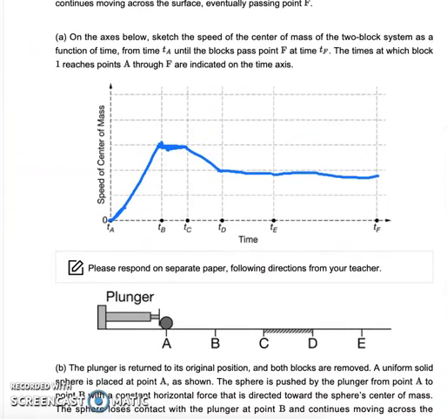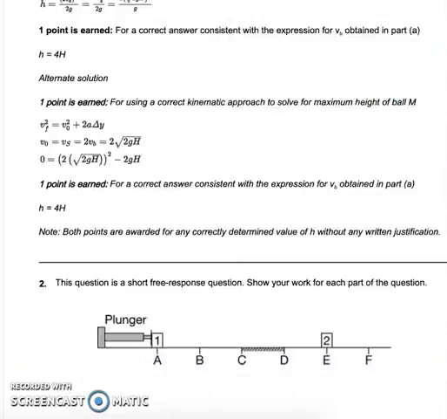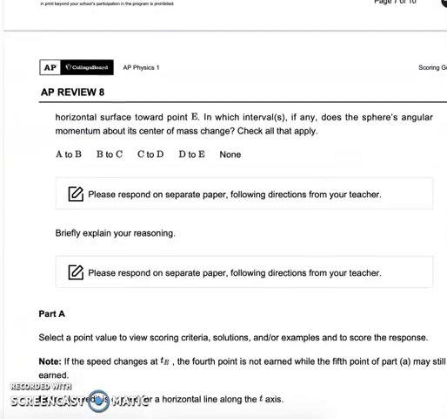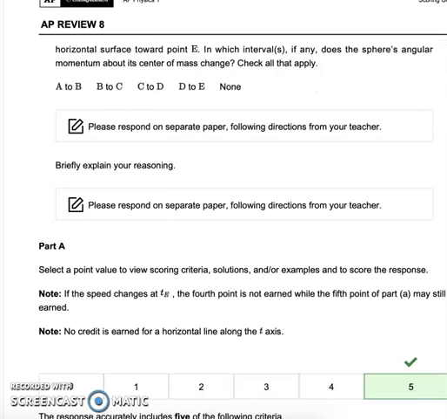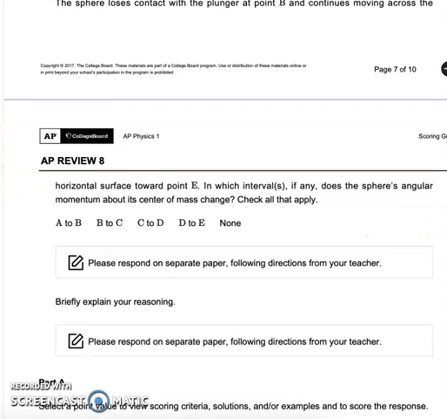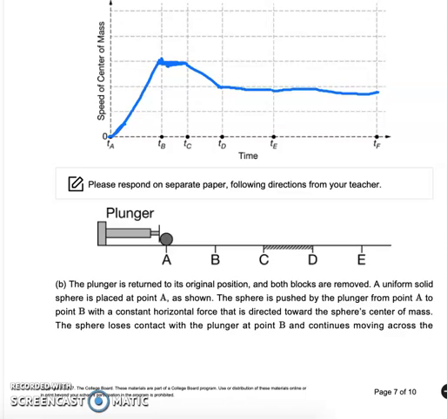Oops, I went too far. Whoops, sorry, I did the wrong graph, didn't I? Wait. No, I didn't. Okay, I'm sorry. We don't make a graph, we just explain. So, let me go back up to the plunger then, and I'll explain it here.